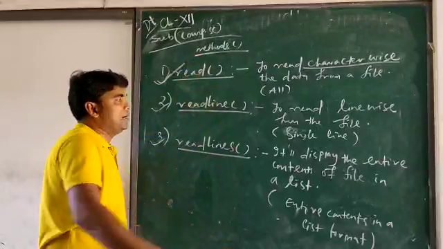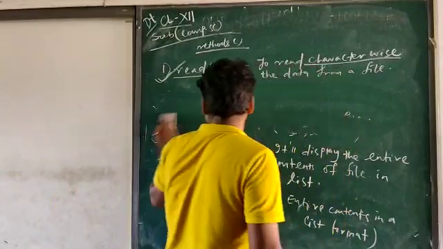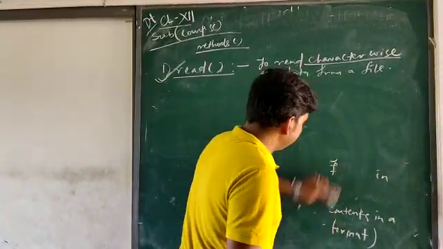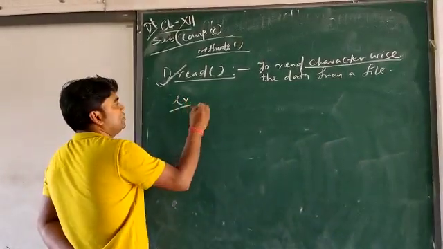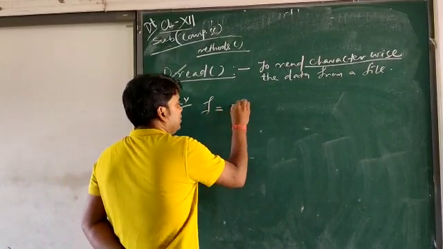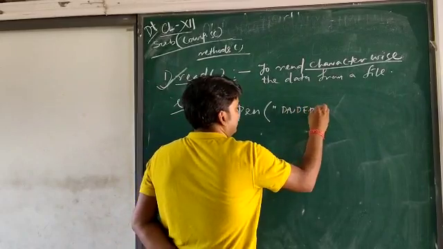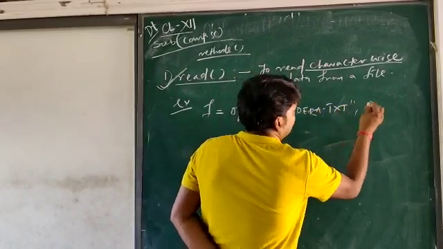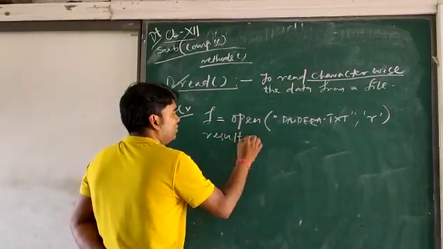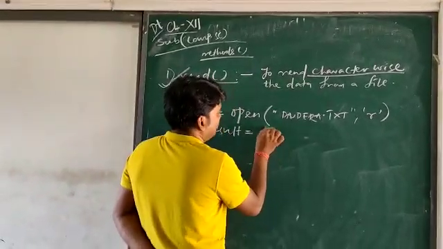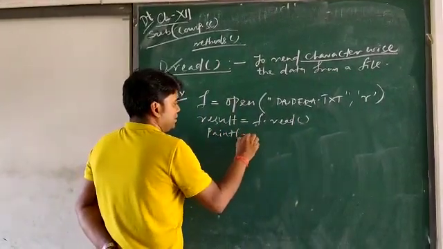These are the examples of how we read the contents from the file. Let us go to the example of how you have to read the contents from the file. As you know, we can open the file with f equals open, file name, suppose dvdata.txt, in mode r. Then we assign to a variable result equals f.read, then print result.